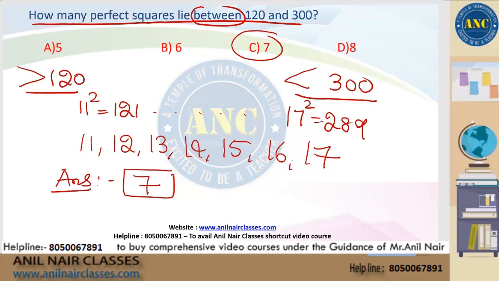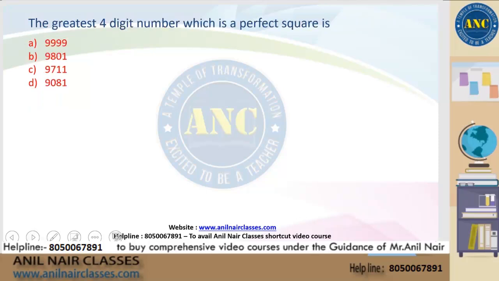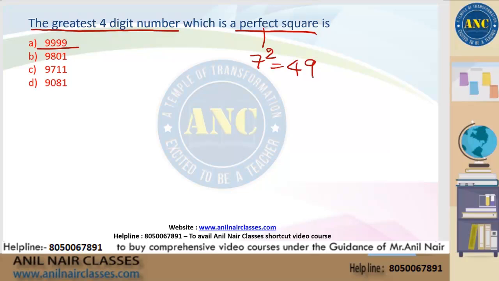Next one. Already we discussed this question. Another one, try to solve this question. The greatest 4-digit number which is a perfect square. First option, 4 nines. Just now we discussed, 7 square is 49, 13 square is 169.